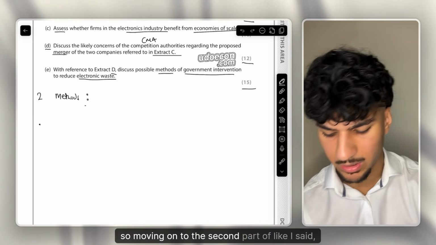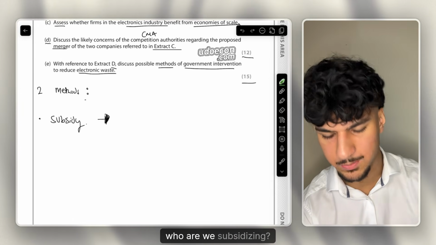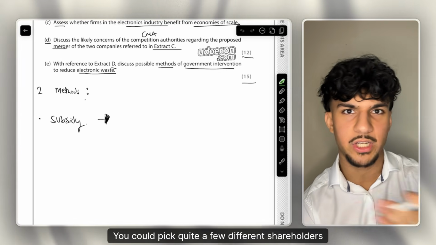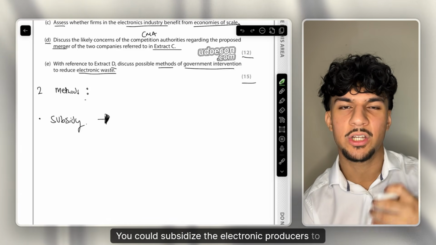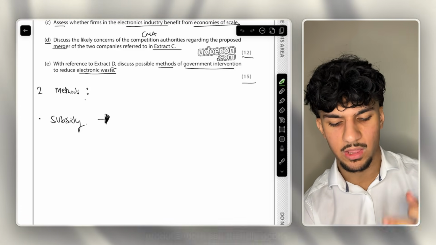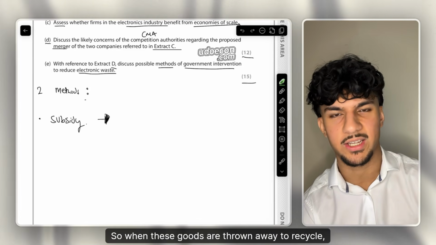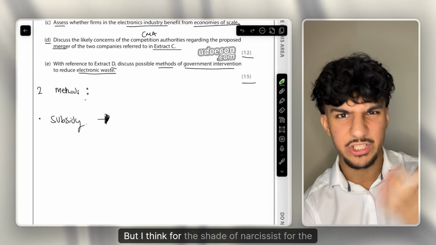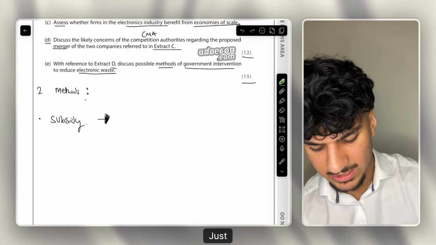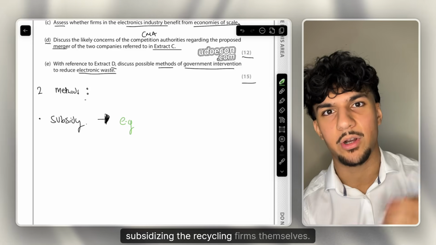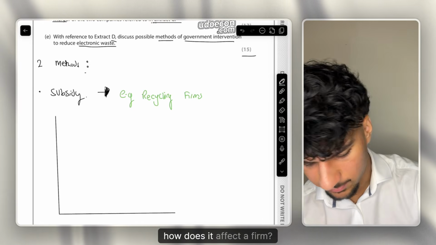Okay, so moving on to the second paragraph, like I said, it is going to be a subsidy. So firstly, first distinction, who are we subsidizing? You could pick quite a few different stakeholders who you want to subsidize. You could subsidize the electronic producers to produce more eco-friendly goods, therefore more recyclable goods, so when these goods are thrown away to recycle, it's easier. But I think for the chain of analysis, for the most depth and the easiest one, is just subsidizing the recycling firms themselves.